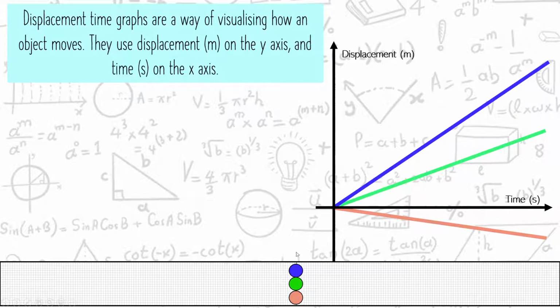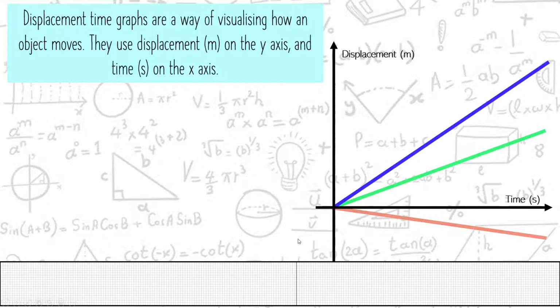If I click again, we'll be able to see these move. You can see the blue one's zooming off, the green one's just going off the screen, and the red one's taking a little bit longer going in the opposite direction. You see the blue one, it's covered more displacement, it's got a further distance in that time compared to the other two. And the red one is down here, it's underneath the axes.